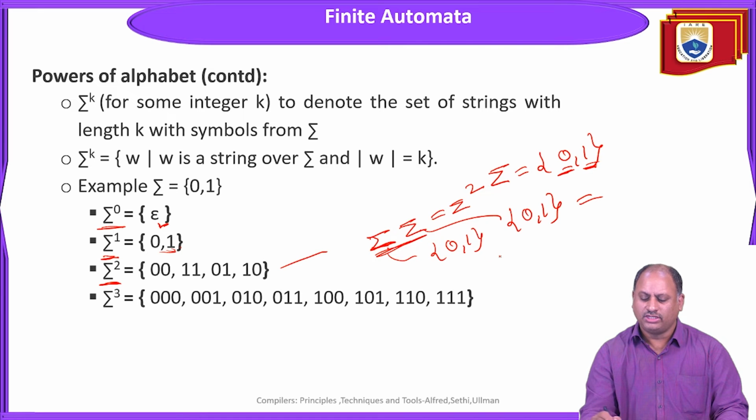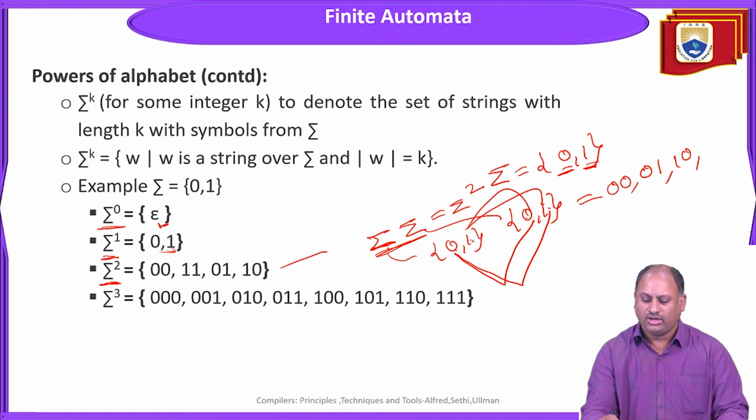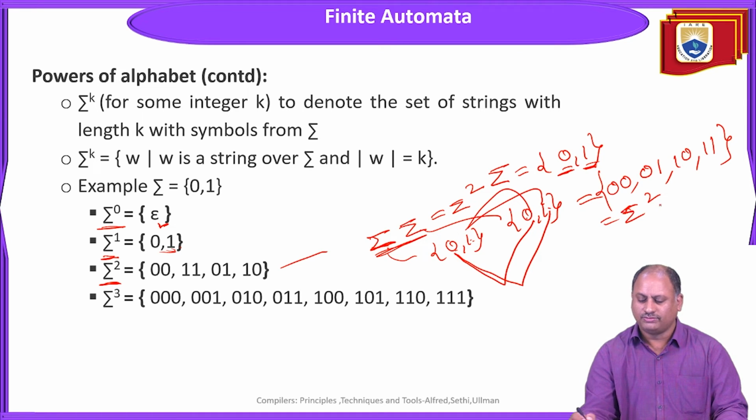But what is the result here? We are going to apply a concatenation mechanism, that is 0 with 0 and 0 with 1, another 1 with 0 and 1 with 1. So what are we getting? 0 with 0 we get 0, 0; 0 with 1 we get 0, 1; 1 with 0 we get 1, 0; and 1 with 1 we get 1, 1. So this is called sigma power 2, which is equal to sigma followed by sigma.